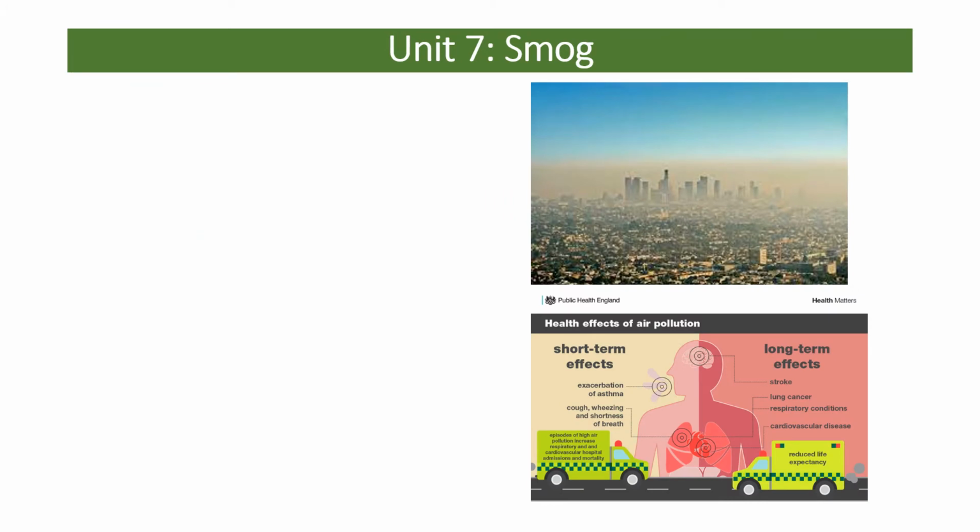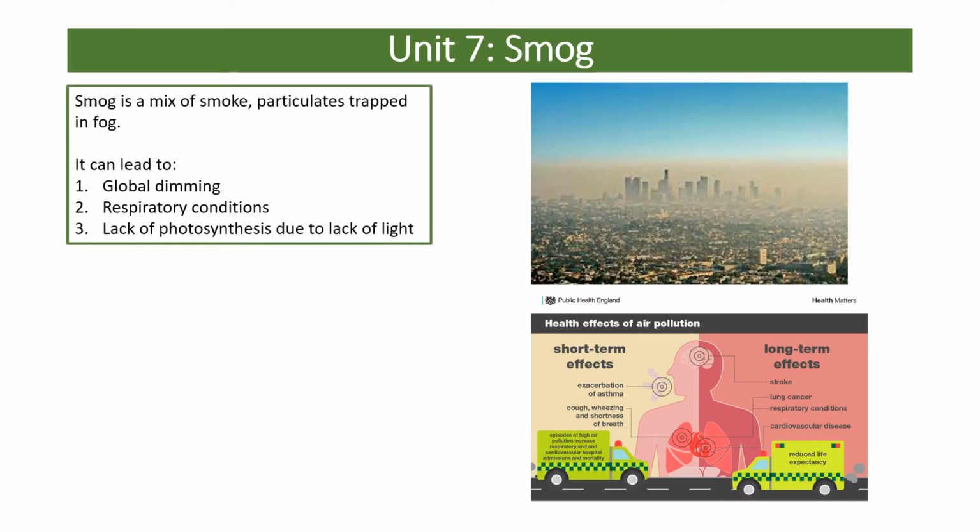And this directly again links to something called smog. Smog is a mixture of smoke and particulates trapped in fog. You can see London there and all the smog around London, and basically it can happen with certain weather conditions that make it worse. There's no wind, the pollution builds up in the air in the city, and it can lead to global things such as global dimming, which means less light gets in and therefore plants will be able to do less photosynthesis. But also directly it can have long and short-term effects on your health, particularly asthma is increasing as a result. If you have asthma, it can be made worse.